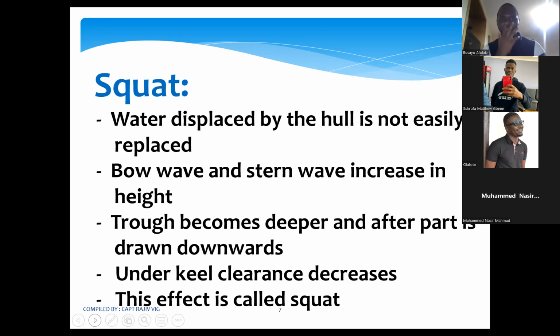Now, this is where we're going to. And like someone has just rightly said, squat. What is squat? Squat is defined as the reduction of the underkeel clearance resulting from bodily sinkage and change of trim. So it's not just the whole body sinkage that comes in. And I'm sure everybody knows the meaning of trim. Trim is the difference between the forward and aft draft of the vessel, either the forward sinks more or the aft sinks more, and the difference is what we call the trim of the vessel.